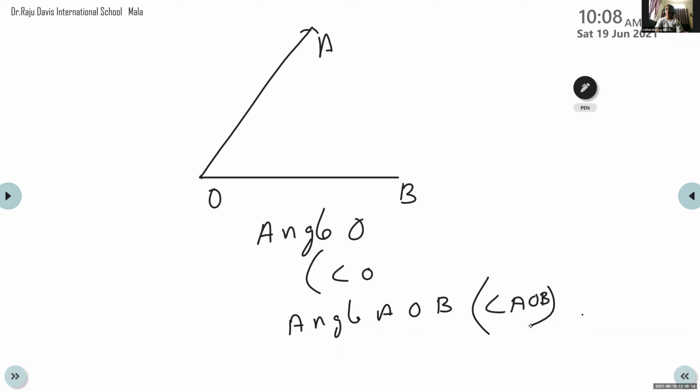Or you can write, wait one minute. Afterwards, the next one you can write is angle BOA. You can write the short form as angle BOA. Yes, ask your doubt now.